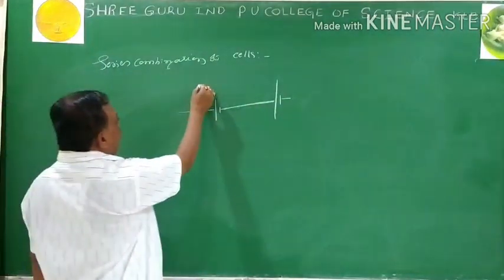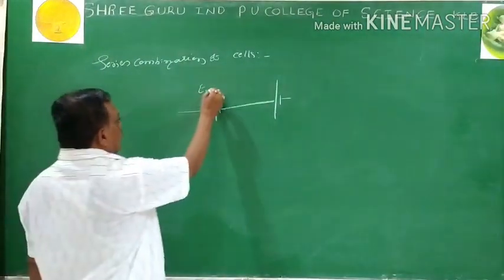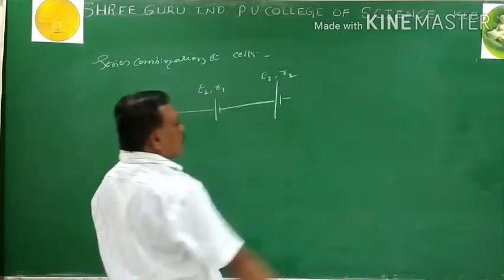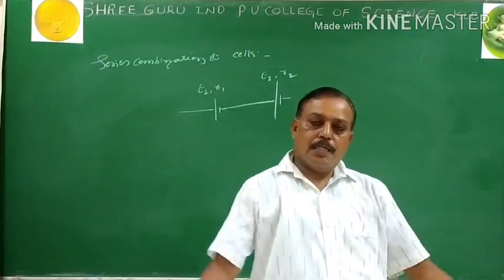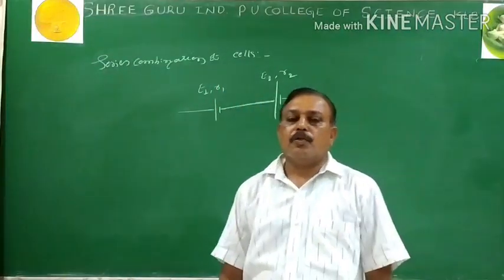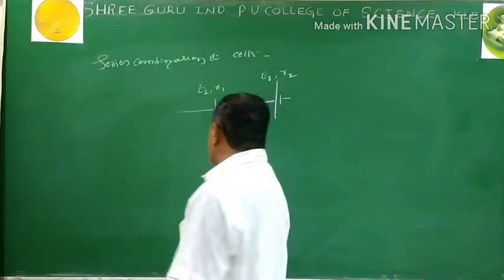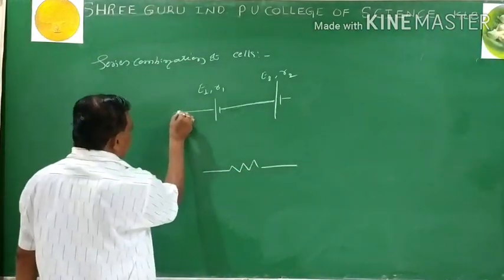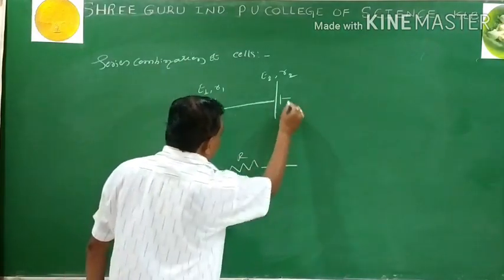Every cell has its own EMF. The EMF of the first cell is E1 and its internal resistance is R1. The second cell has EMF E2 and internal resistance R2. The cell is a source of current. To make the current conduct, I need a conductor, that is a resistance. Now this is the conductor having resistance R. I need the path for the current using the conductor. Now this is our cell.